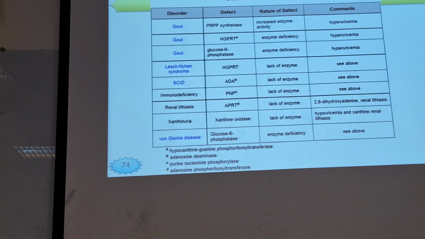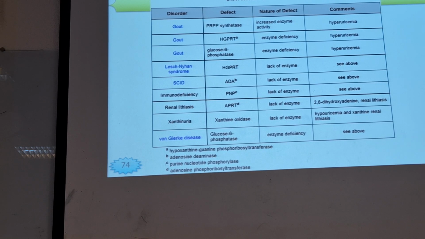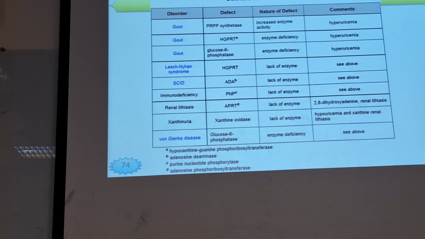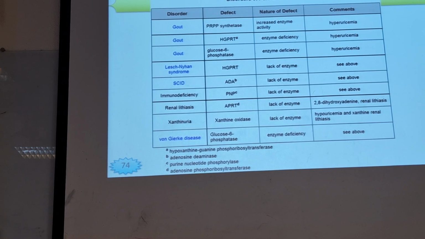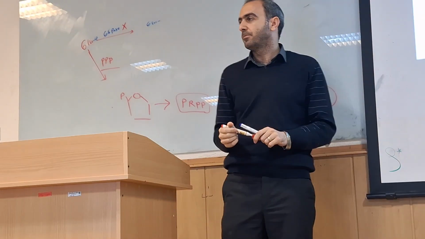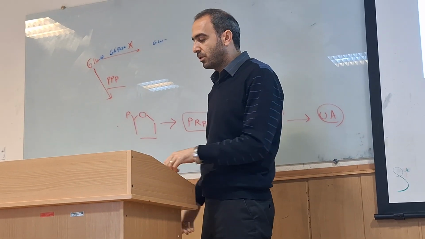During the pentose phosphate pathway, what is produced finally? Ribose. Then ribose phosphate is converted to PRPP, and PRPP is an inducer of purine synthesis. Then we have a lot of purine and we should have a lot of uric acid. That is the reason: because glucose 6-phosphate cannot go through this pathway, it goes through the pentose phosphate pathway.